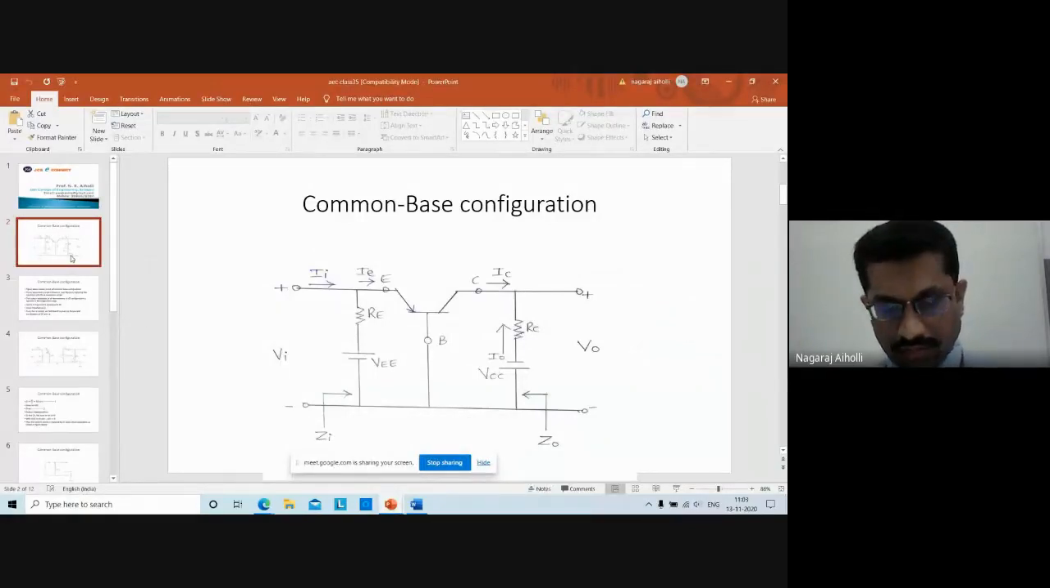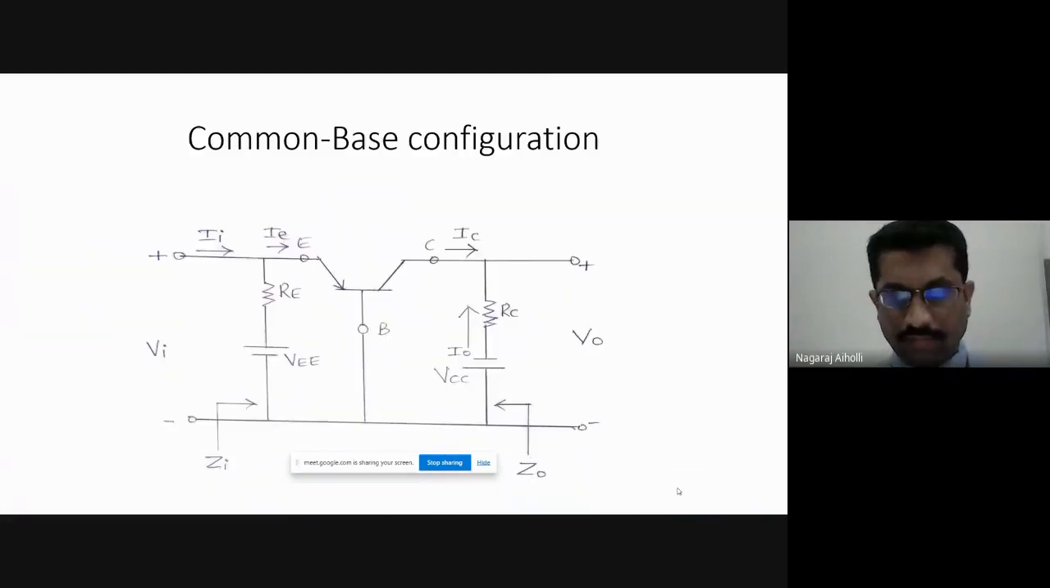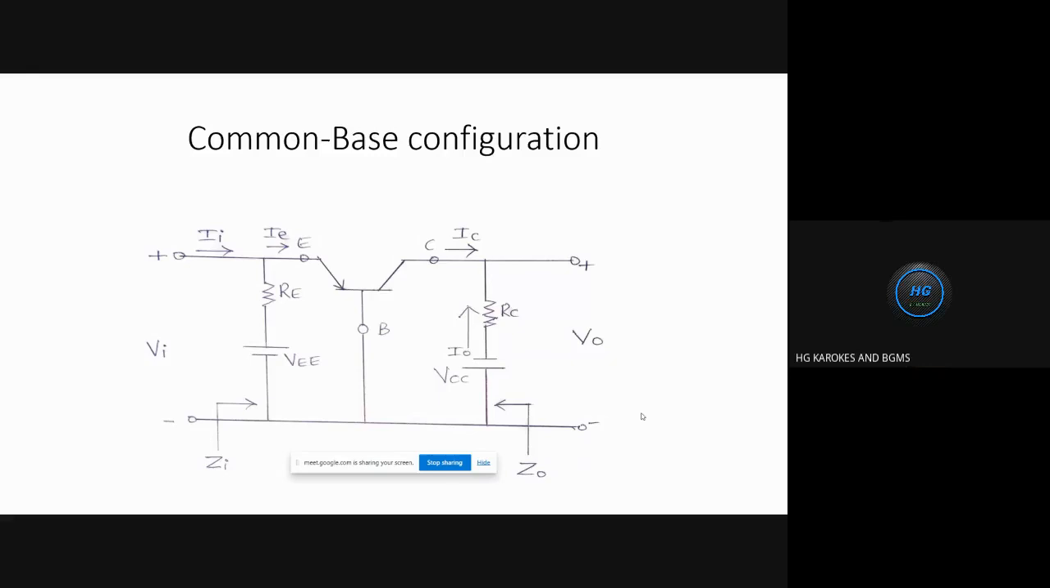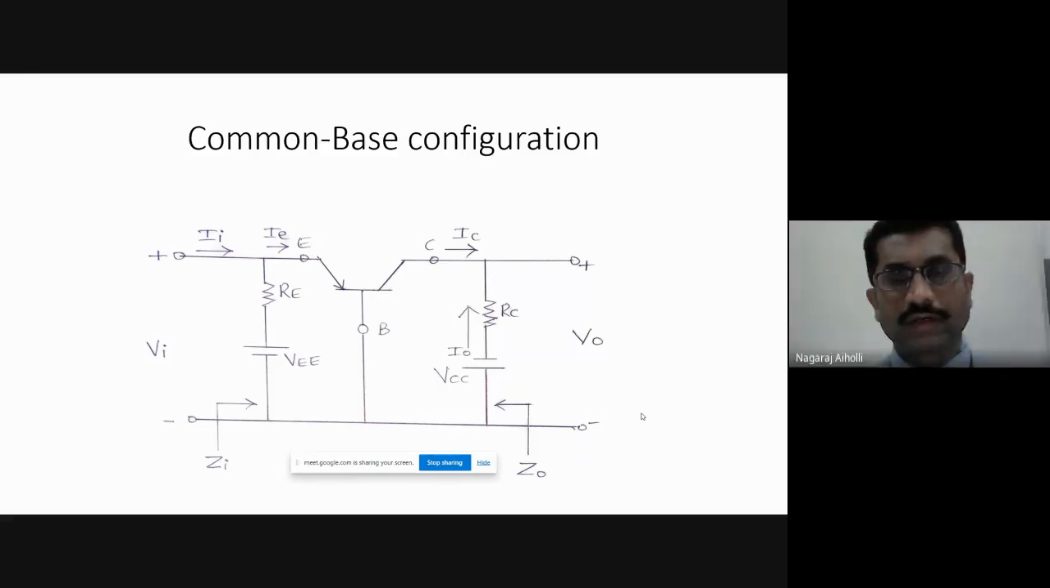Today we will discuss, considering the PNP transistor, the common base configuration. Common base configuration considering the PNP transistor. Are you able to see the screen? Screen is visible? Students? Yes, sir. Okay, fine.